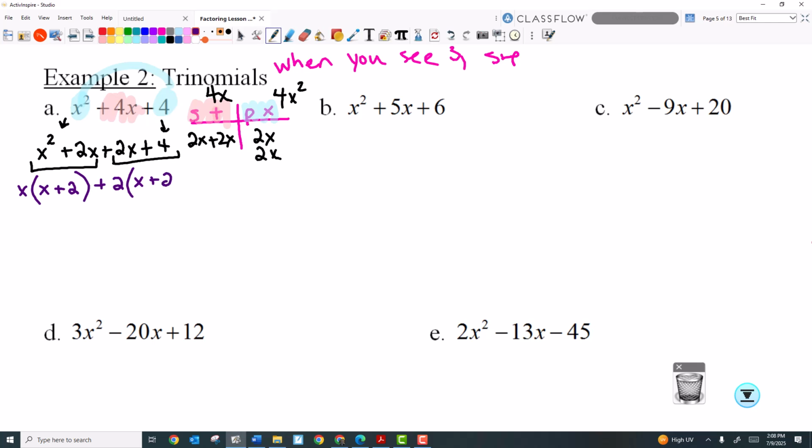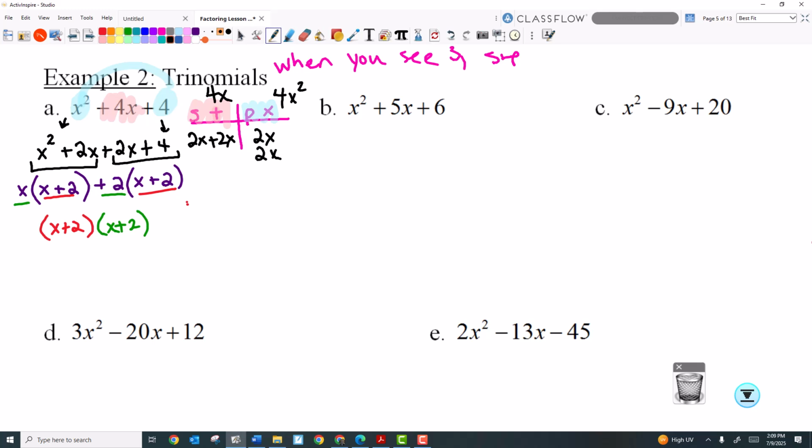Now what you should notice, if you have done it right, is that these should always be the same. If they're not the same, you've done something wrong. So that's x plus 2, and then whatever's left that's not the same goes in the other set of parentheses.